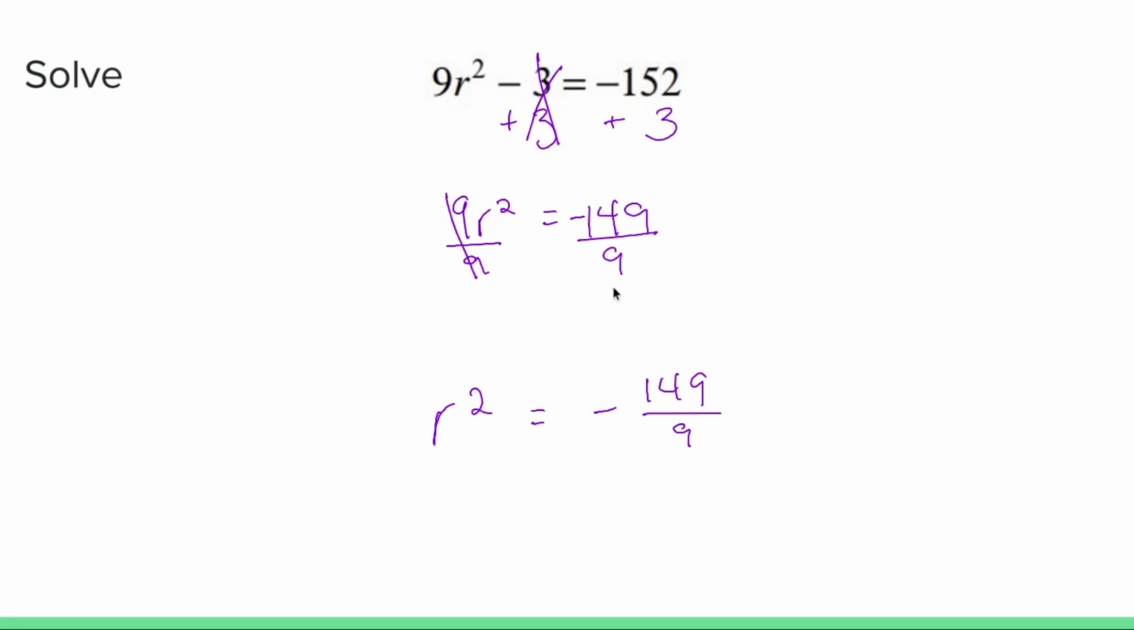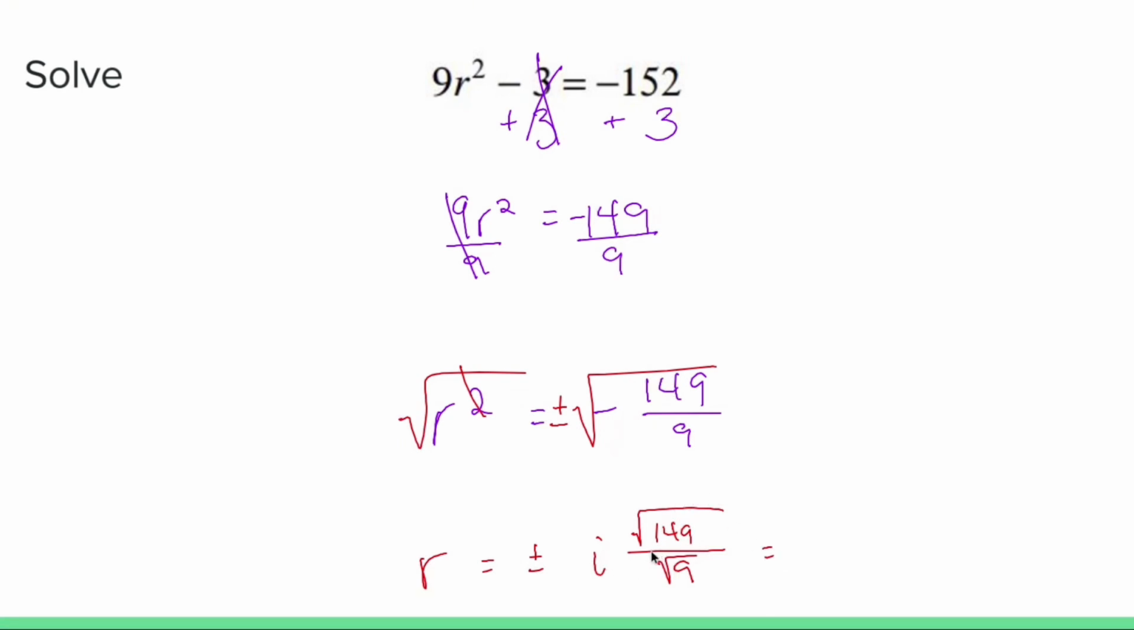Now, I'm assuming we know about imaginary numbers at this stage, so this is what we need to do next. We need to square root both sides. Whenever you square root both sides to solve, don't forget to attach the positive or negative on the right side. R is going to equal, now there's a couple things going on here. We have the square root of a negative, which means we have an i involved, right? So I'm going to pull out that i. That leaves me with the square root of 149 over the square root of 9. When you take the square root of a fraction, you take the square root of the numerator and the denominator.